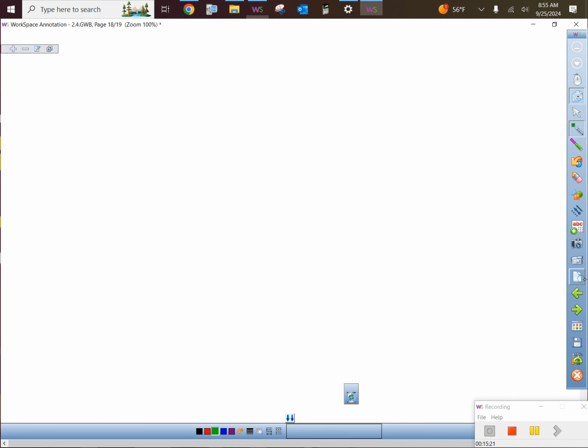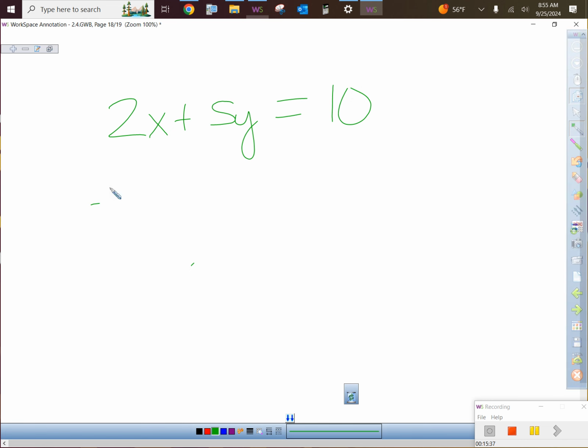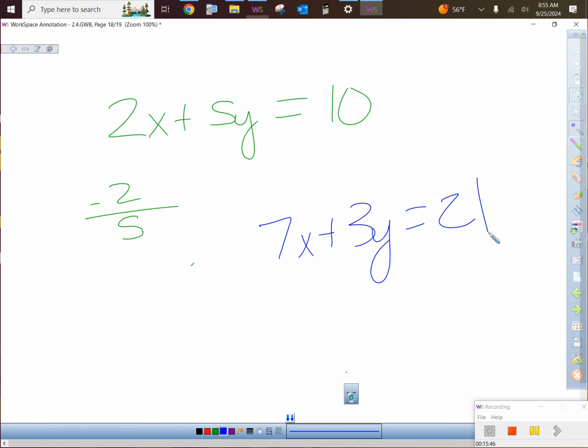So, quick. Find the slope with a neighbor. Find the slope. Opposite of A over B. What is it? Negative 2 over 5. You with me? Okay. 7x plus 3y equals 21. Find the slope.